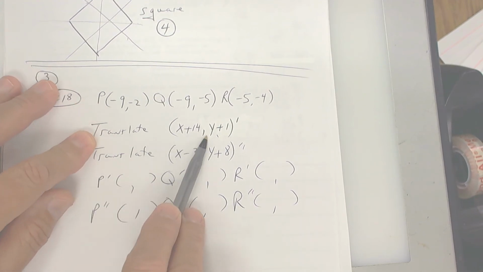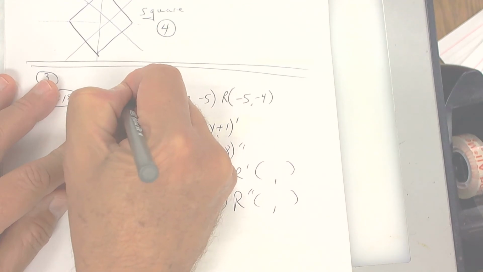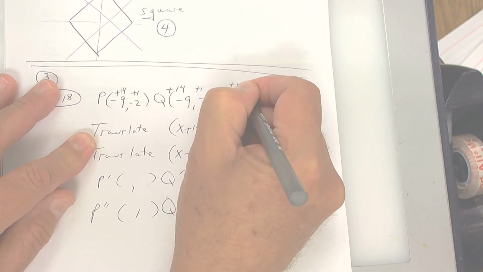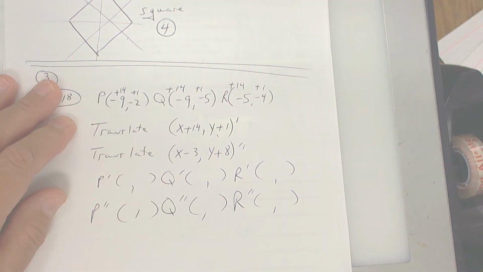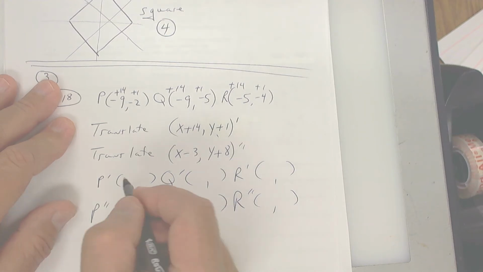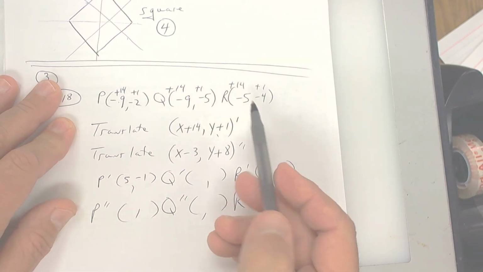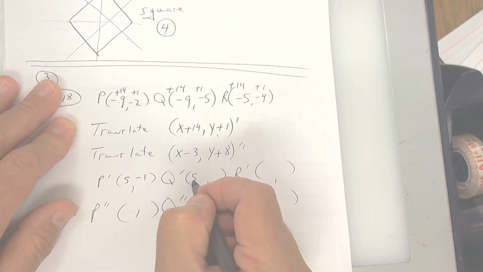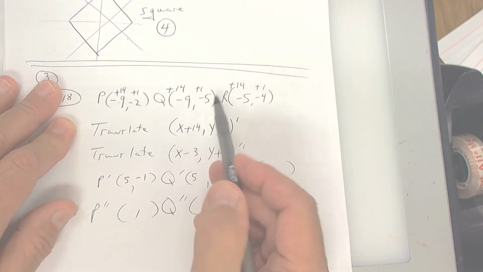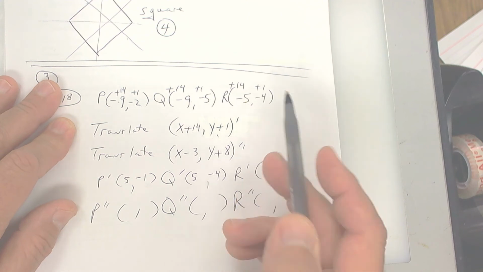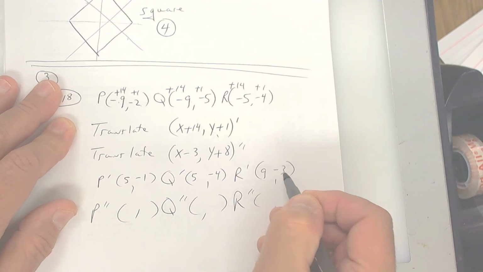So the first one says add 14 and add 1. So plus 14 plus 1. Plus 14 plus 1. Okay? So the new point here is going to give us, what is that going to give us? Well, that's going to give us 5 right here. And then this is going to give us a negative 1. This right here is going to give us 5. And this is going to give us a negative 4. This right here is going to give us 9, I think. And this is going to give us a negative 3.